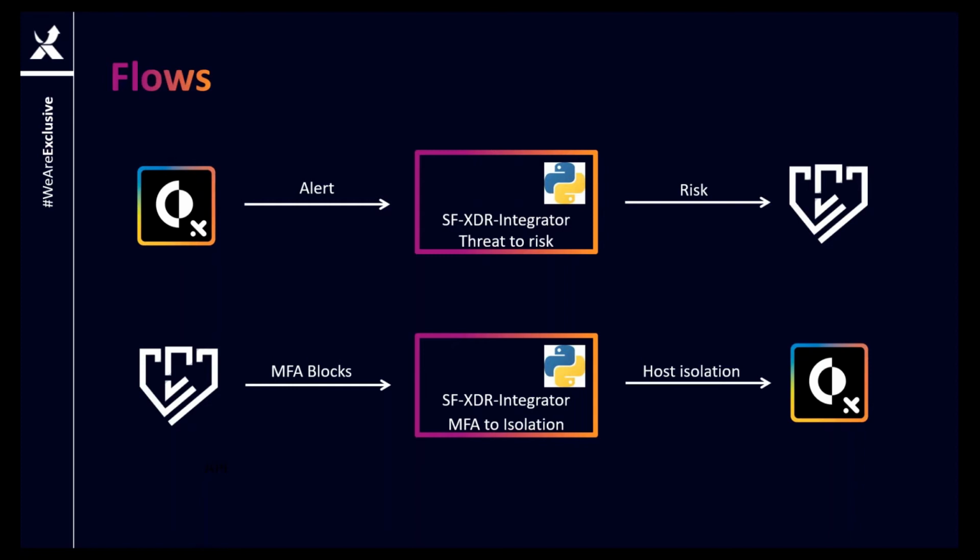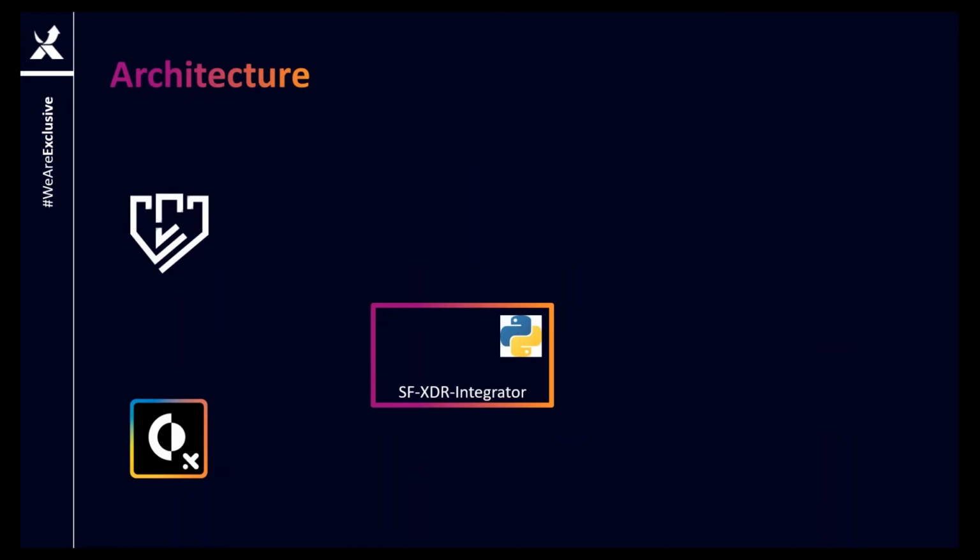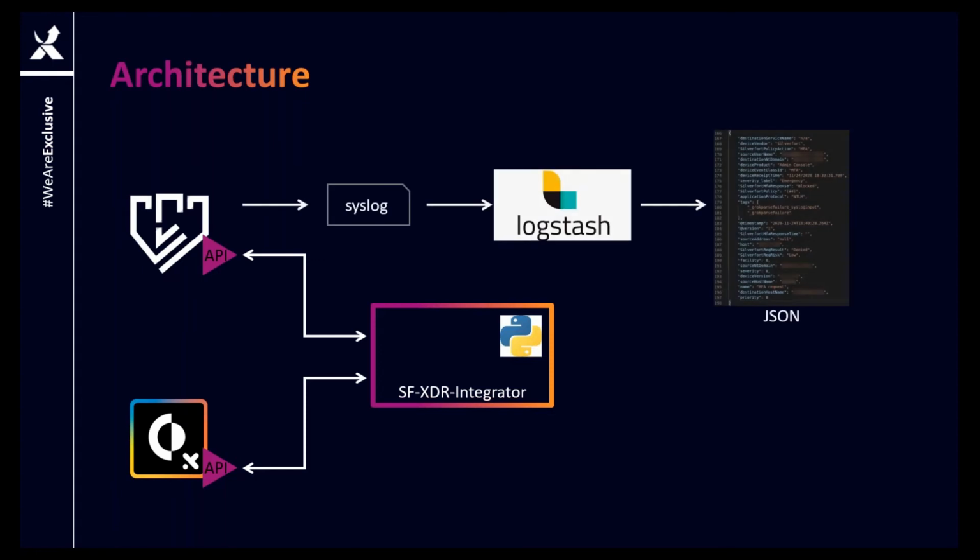That's basically 2 use cases that we built in our integrator and that we will use today. In terms of architecture, the integrator talks to the APIs of both products, that's HTTPS based, nothing special there. Cortex is running in the cloud, Silverfort is running in our environment, but can be cloud-based as well. And we also look at the syslog output from Silverfort. So we have a Linux machine which runs a logstash, takes out the syslog from Silverfort, and converts it into a JSON file, which we can then again take into our integrator. We do that to look at the blocked MFAs, so the second flow. The first flow is done purely based on API calls that you see here.